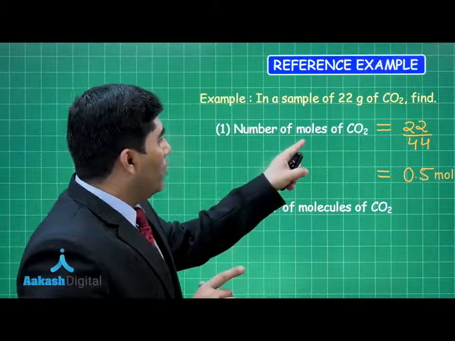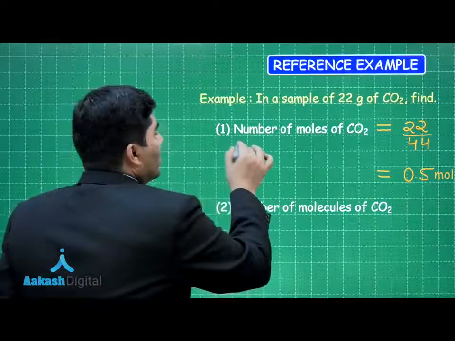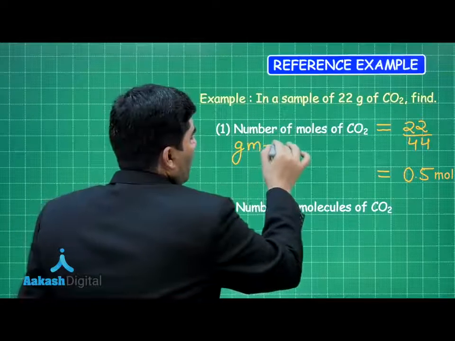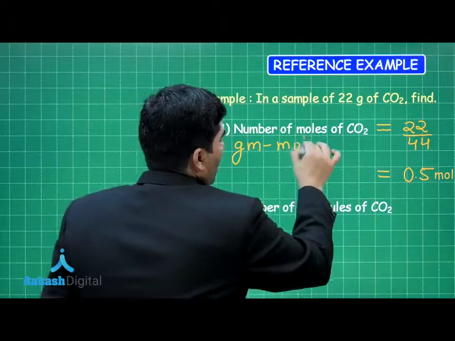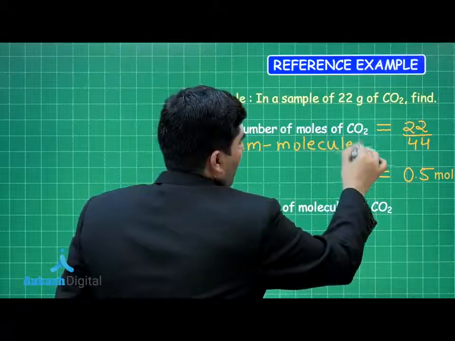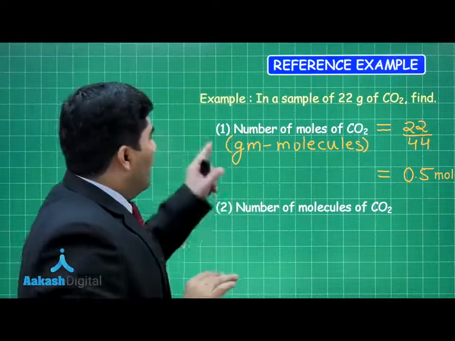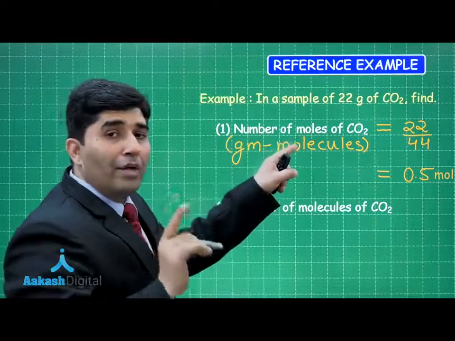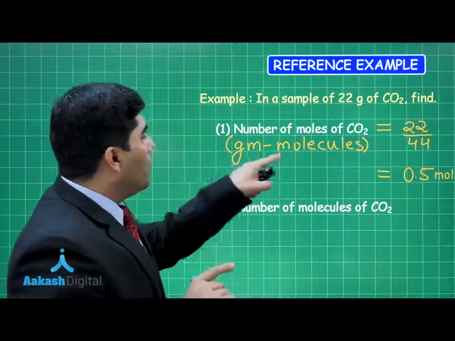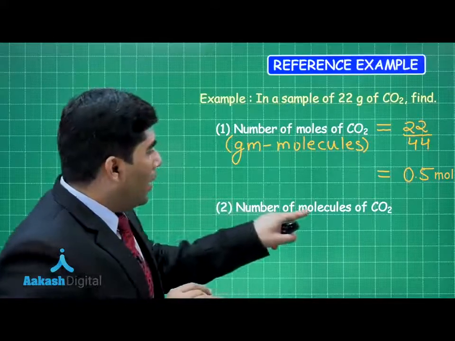whenever number of moles of a molecule is asked, that will always be equal to the number of gram molecules. So number of moles of CO2. CO2 is a molecule. Number of moles of CO2 will be equal to the number of gram molecules of CO2, right? Number of molecules of CO2.